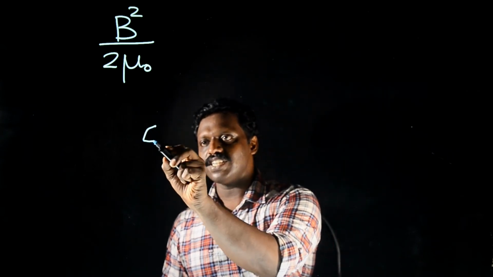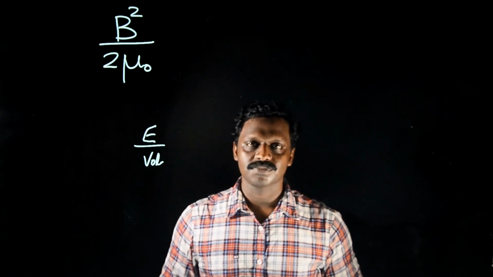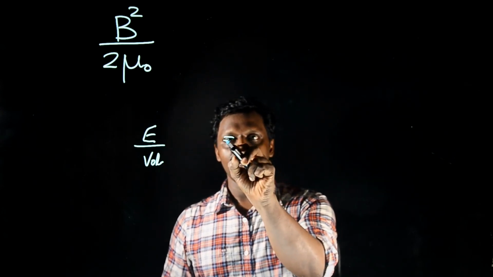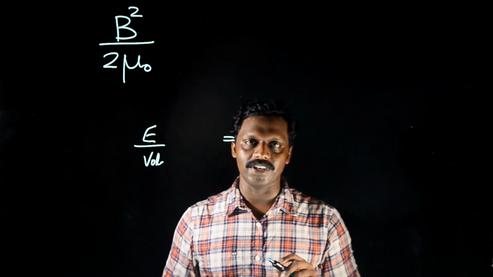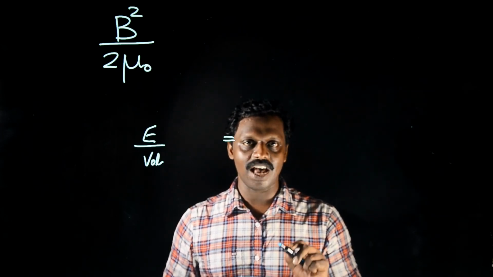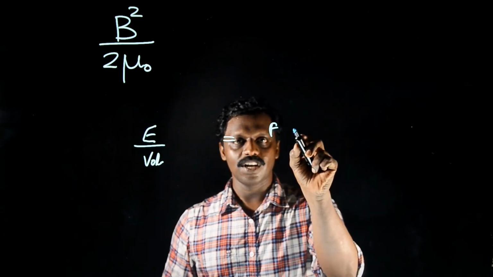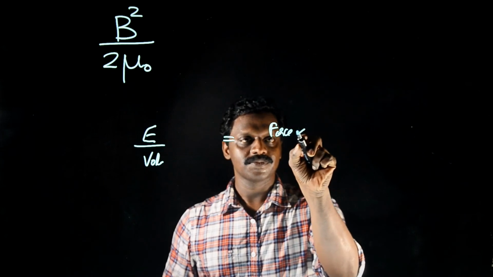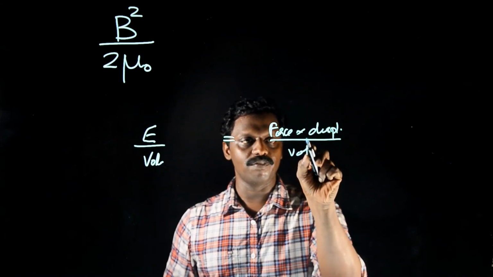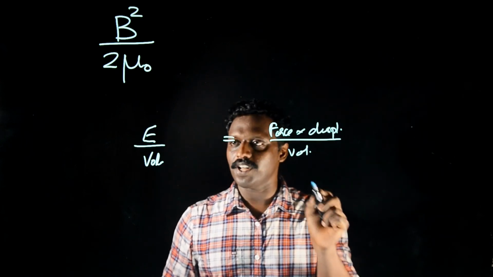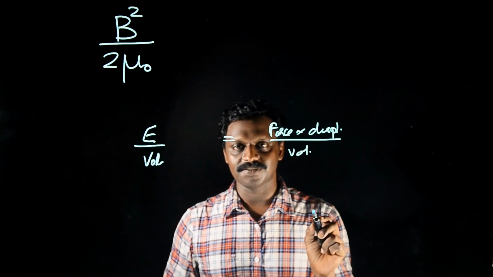So energy density is energy per unit volume. Energy has the same dimension as force times displacement, because energy has the same dimension as work done. So force times displacement divided by volume is the basic formula which we will use to obtain the dimensional formula for the magnetic field's energy density.